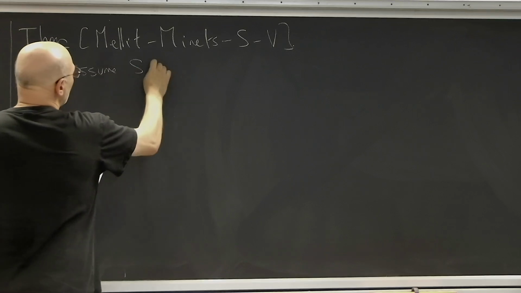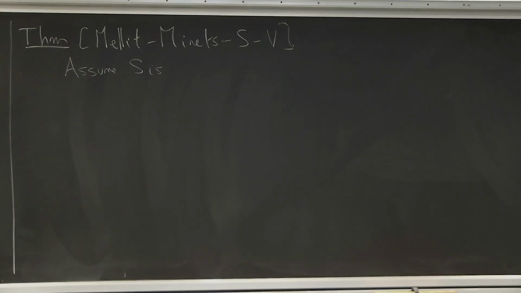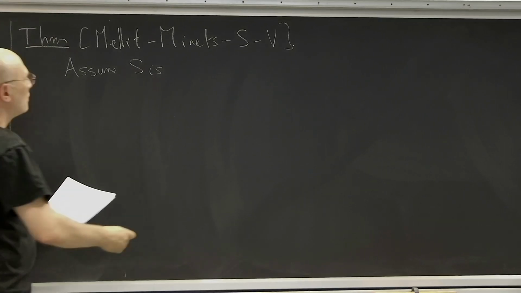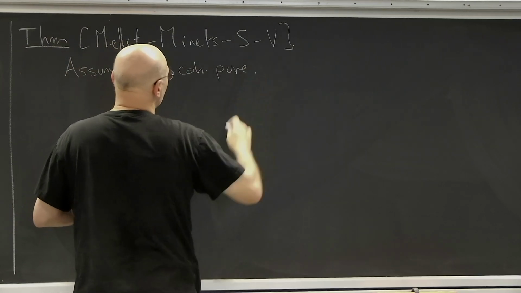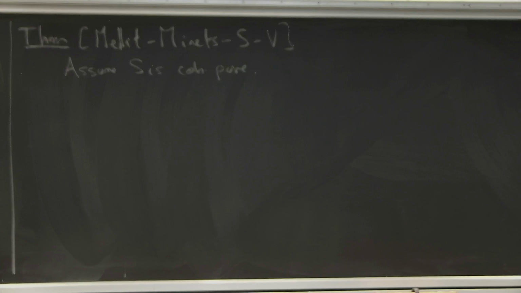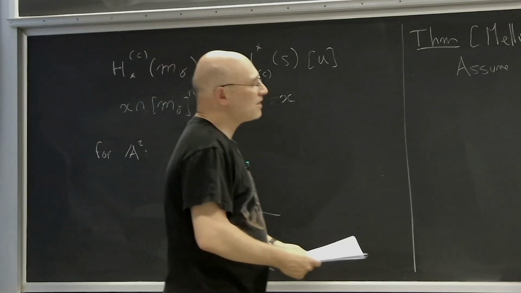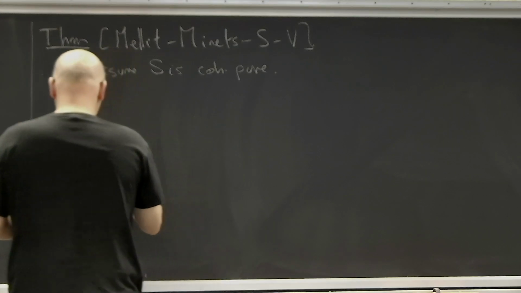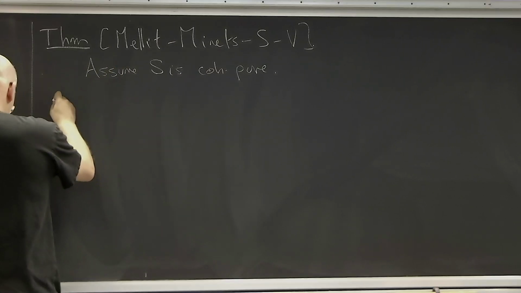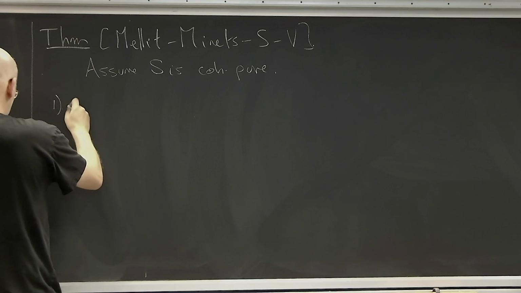There's one assumption that we would like to get rid of, but for the moment we don't know how to do it. Assume S is cohomologically pure, so that all the cohomology is generated by tautological classes. That's essentially where our work works. I mean, our techniques work well with tautological classes. So here's a theorem.